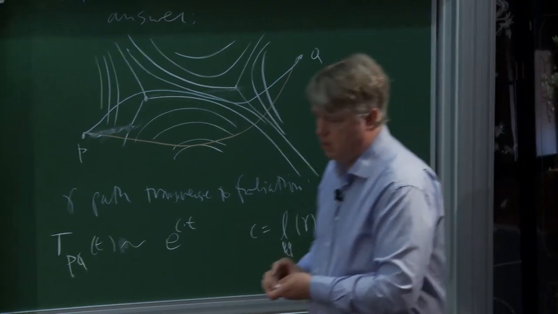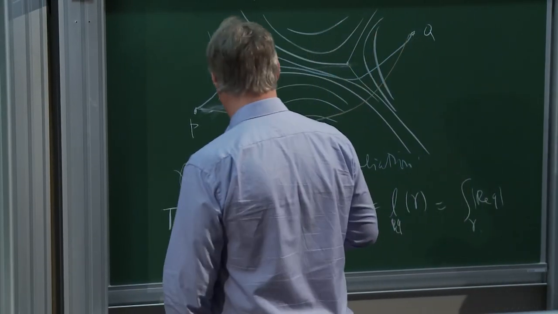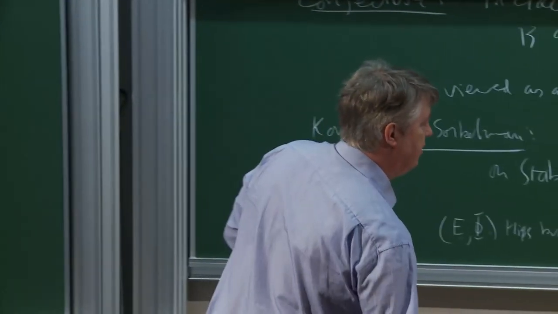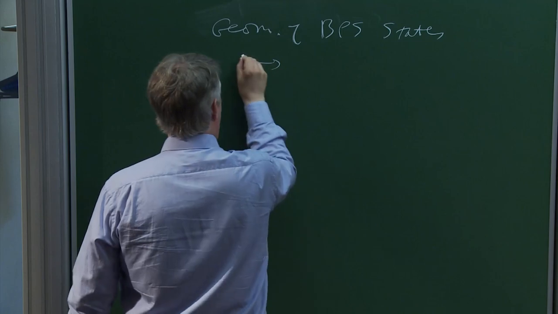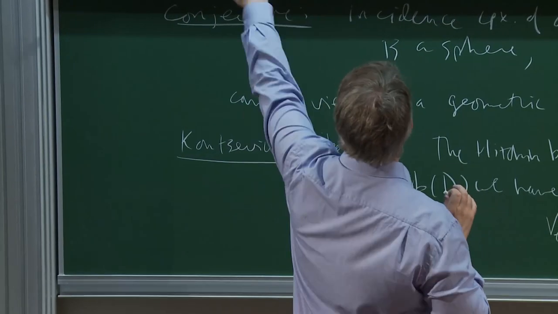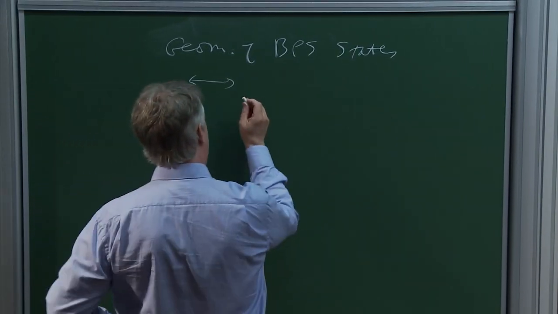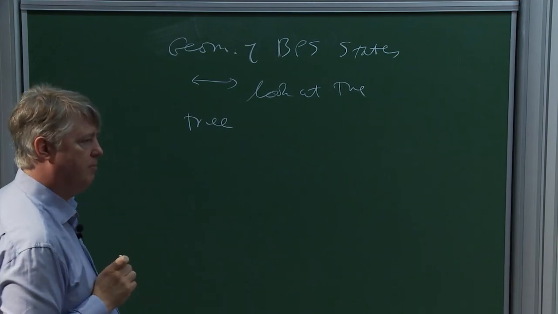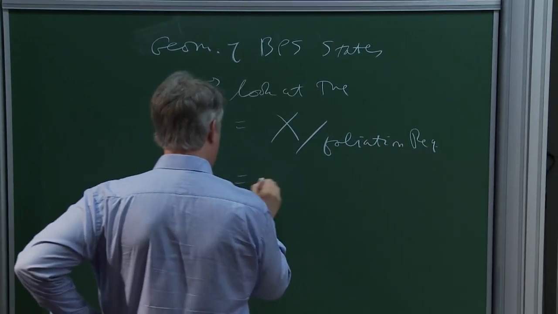So our idea was to say that somehow the geometry of the BPS states, though we don't know how to make this precise, corresponds in some way to, and this is supposed to be the thing governing, in some way which I don't understand, the wall crossing formulas which fit into this global picture. The geometry of the BPS states should correspond to looking at the tree, which is the quotient by the foliation, another way of saying it: the space of leaves of the foliation.